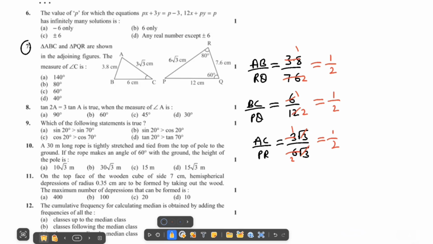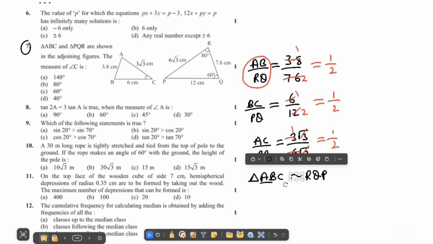So let's check the order of the vertices. Triangle ABC is similar to... here we got AB by PQ. That means AB corresponds to RQ. First of all we have to get here RQ, so AB corresponds to RQP. So therefore triangle ABC is similar to triangle RQP. That means we need to find angle C, right?